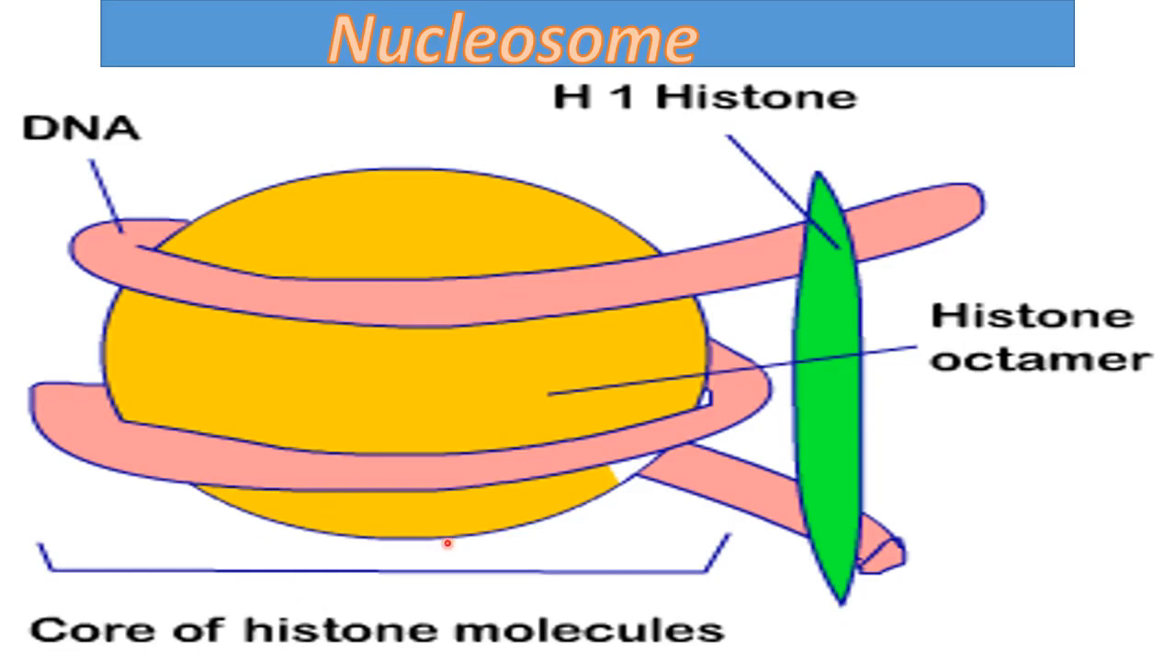So this yellow colored part having 8 subunits is called the core histone, and this is another histone called H1 histone. This H1 histone is present with the linker DNA. The part of the DNA present between two nucleosomes, before the next nucleosome starts, is called linker DNA, and to hold or package this linker DNA, the H1 histone is present.